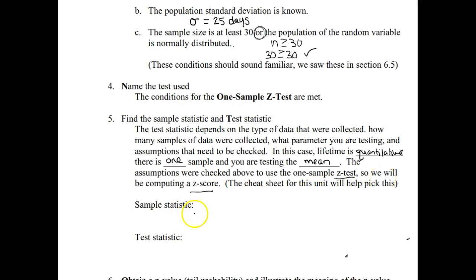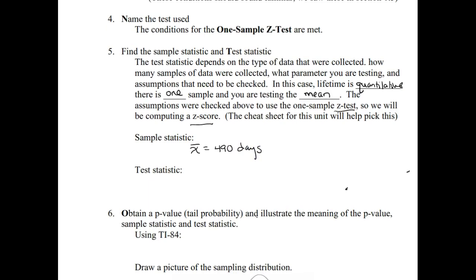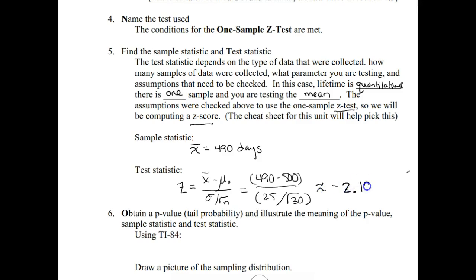Okay, so our sample statistic here, since it's a hypothesis test for the mean, the sample mean would be x bar, which we computed earlier and got 490 days. Our test statistic here for a z-test is going to be the z-score. Again, you do not need to memorize these formulas. They are on the formula sheet. We plugged these values in earlier, so we got 490 minus 500, and we divided by 25 over the square root of 30. And that came out roughly negative 2.19.